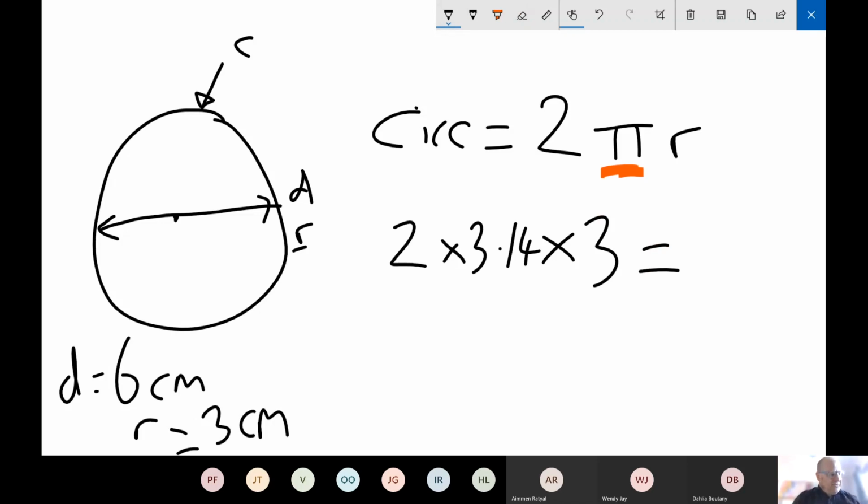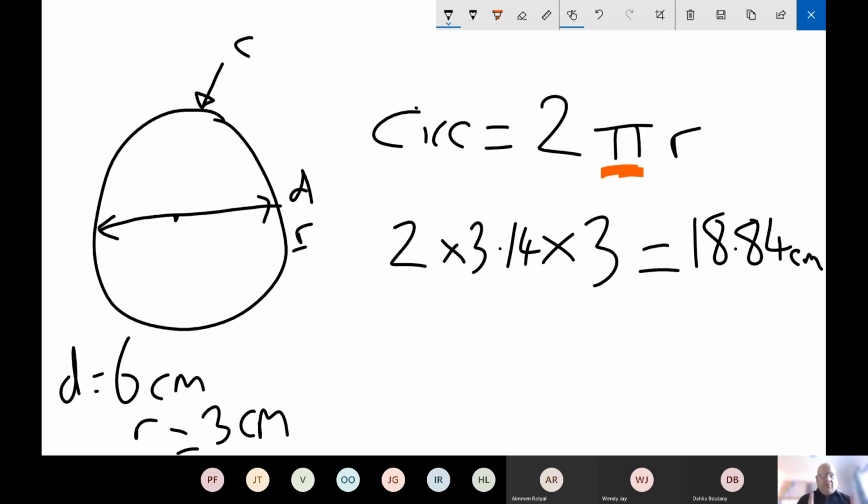And you'll get to use a calculator for this bit. And I did it before. Your answer here is 18.84. And we were in centimetres, so it's just centimetres. So the circumference of this circle, using the formula 2 pi r, is 2 times 3.14 times the radius, which is 3, gives us an answer of 18.84.